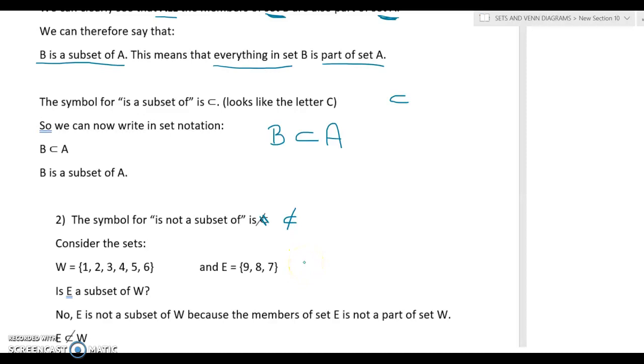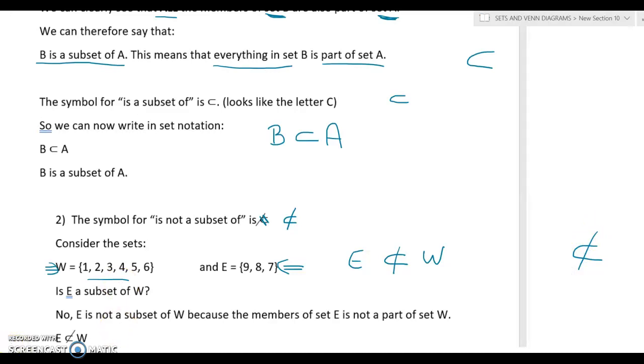So consider the sets W, which is equal to 1, 2, 3, 4, 5, 6. Then we have set E, which is equal to 9, 8, and 7. Is E a subset of W? Now let's look at E. E has the members 9, 8, and 7. 9, 8, and 7 are not part of set W, right? Therefore, set E is not a subset of set W, because the members of E are not part of set W. So E is not a subset of W. So again, the symbol for subset is a stretched out C, and not a subset is a stretched out C with the slash. It's just basically the symbol for a subset with a slash in the middle, right?